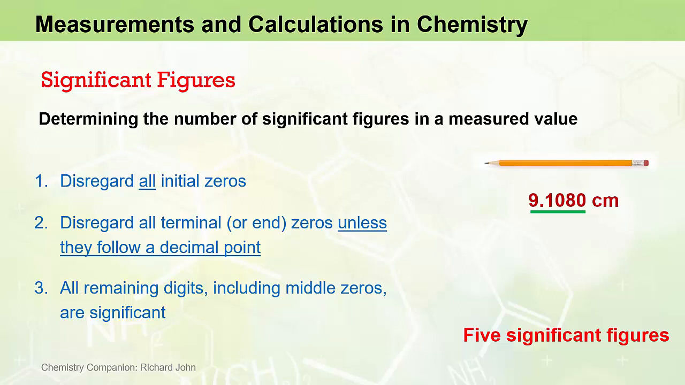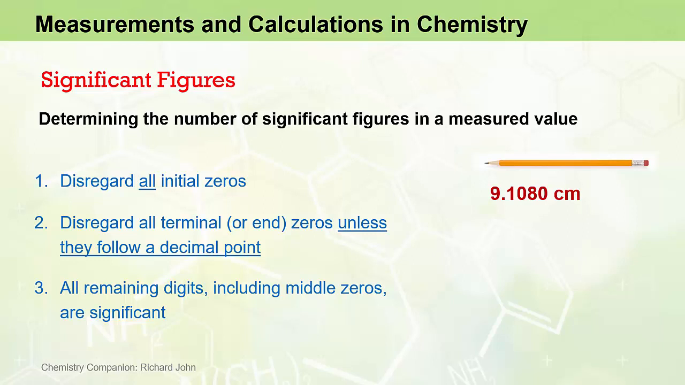There are no initial zeros in this example, so Rule 1 does not apply. There is a terminal or end zero, but it comes after the decimal point. So that terminal zero is going to be a significant figure in this measured value. All other remaining digits, including the middle zero, are significant figures in this value. So we start counting here, and we end counting here, and we get 5 significant figures in this measured value.